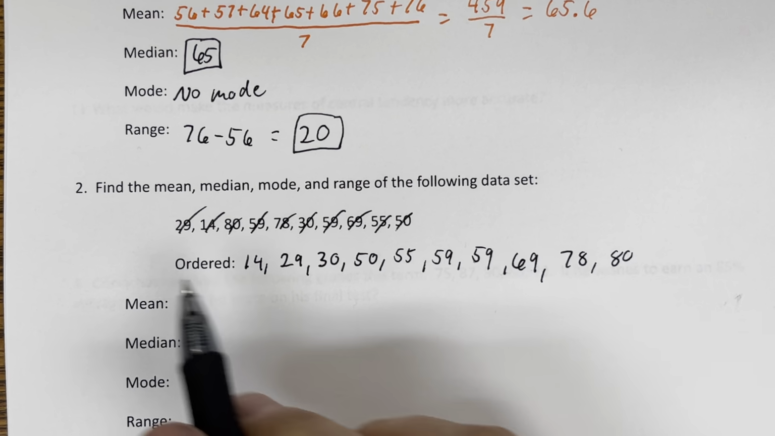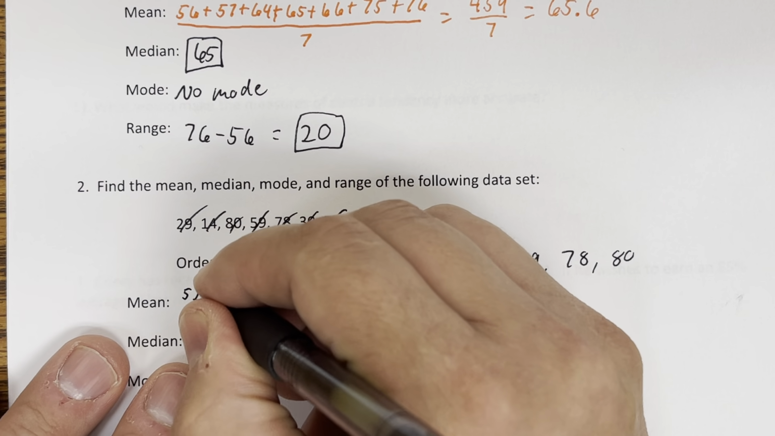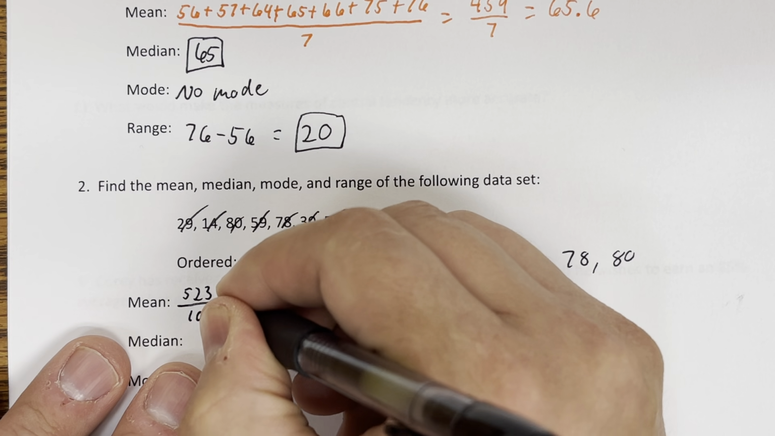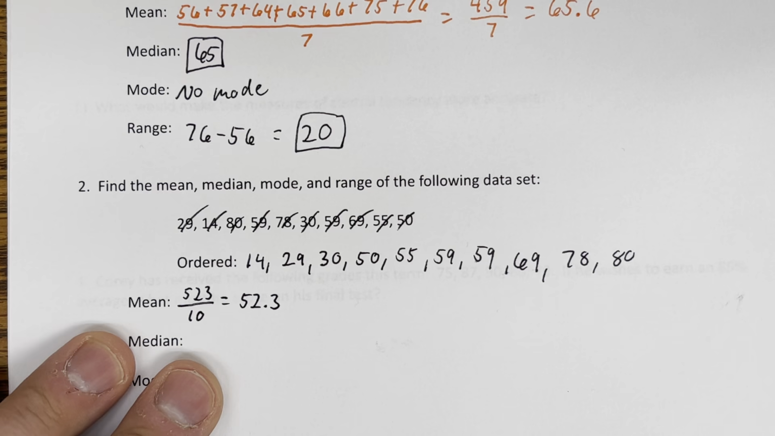Let's calculate the mean. Add them all up. Divide by how many they are. When you add them up, you should get 523. Then you divide that by 10, which is 52.3.